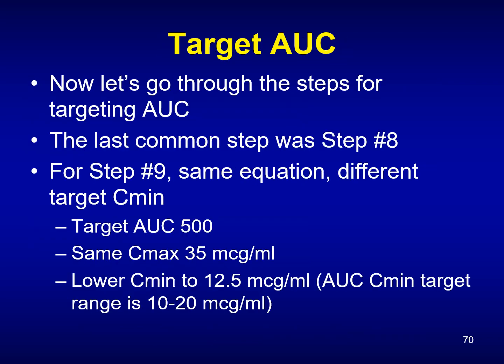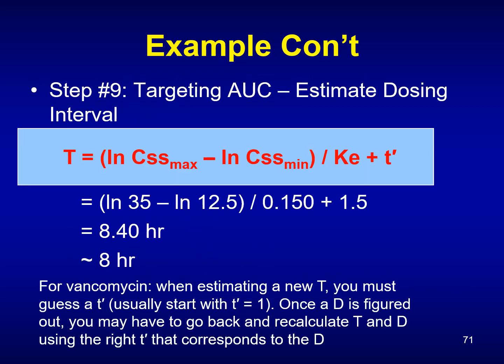Now what if we want to target AUC? So let's go through the steps for targeting AUC. The last common step was step 8. For step 9, it's the same equation but a different target Cminimum, or dosing to target AUC. We'll target an AUC of 500, same Cmax of 35, but our range for Cminimum is anywhere from 10 to 20. So let's choose a Cminimum of 12.5. So for step 9, using the same equation, we'll come up with a dosing interval of approximately 8 hours.